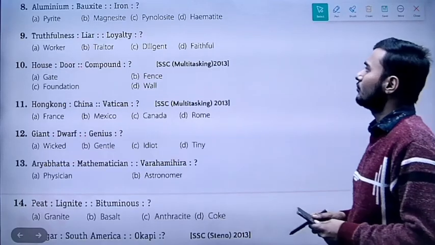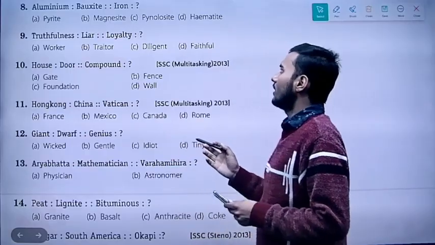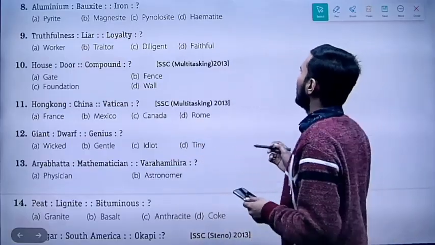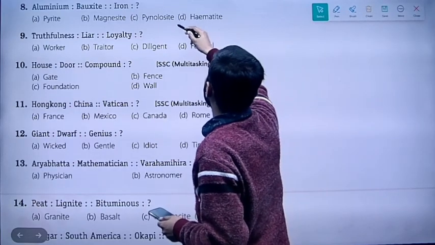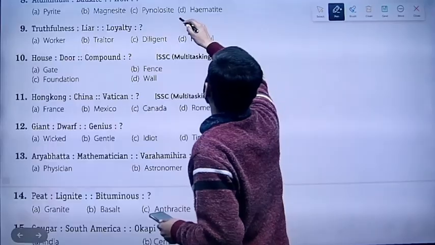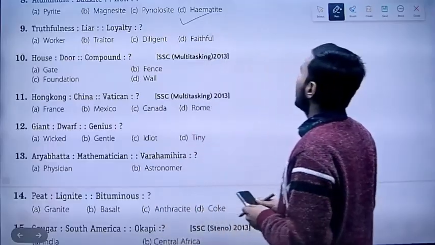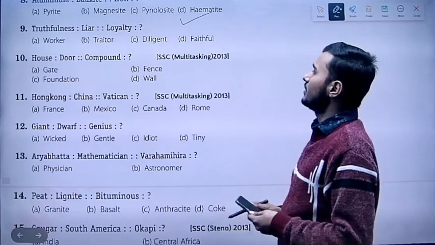See, in this question, what is bauxite? Bauxite is the ore of aluminium. So we have to find the ore of iron. The ore of iron is option D, hematite, and hematite is the ore of iron. So the answer of this question will be option D.